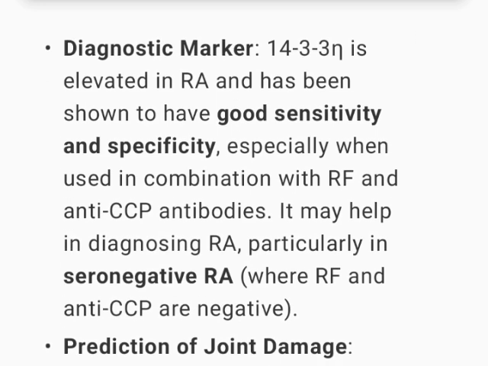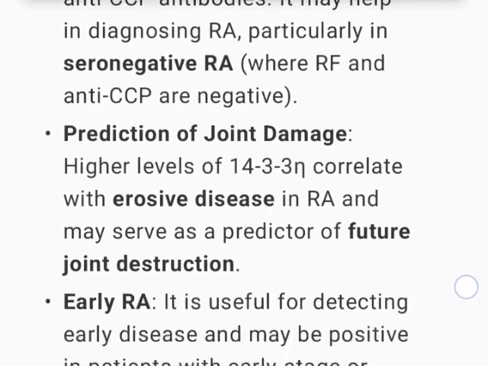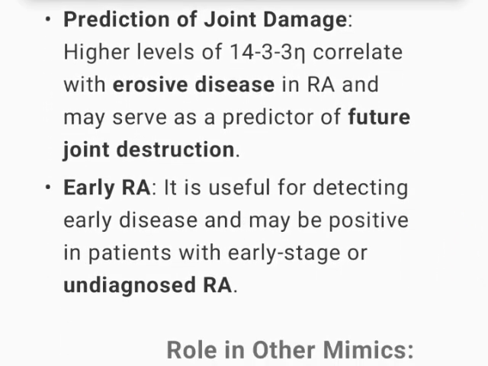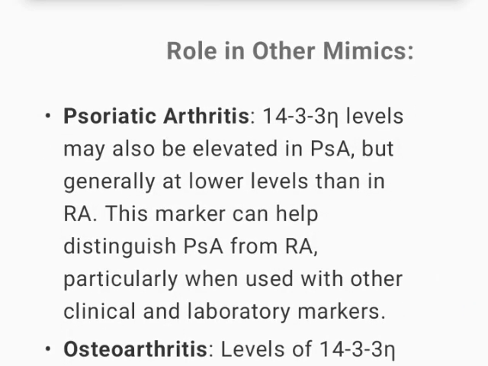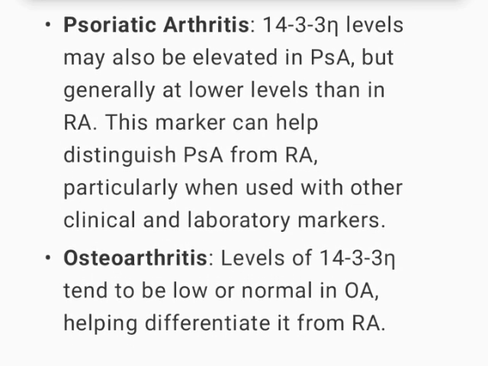Prediction of joint damage. Higher levels of 14-3-3 correlate with erosive disease in RA and may serve as a predictor of future joint destruction. Early RA. It is useful for detecting early disease and may be positive in patients with early stage or undiagnosed RA. Role in other mimics. Psoriatic arthritis. 14-3-3 levels may also be elevated in PsA, but generally at lower levels than in RA. This marker can help distinguish PsA from RA, particularly when used with other clinical and laboratory markers. Osteoarthritis. Levels of 14-3-3 tend to be low or normal in OA, helping differentiate it from RA.